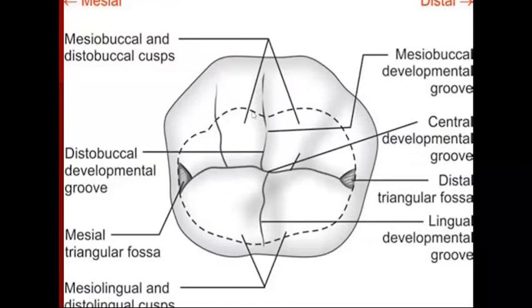This is the mesiobuccal and distobuccal cusps. This is a distobuccal developmental groove. This is a mesiobuccal developmental groove. This is a central groove. This is the lingual developmental groove. Mesiolingual and distolingual cusp, mesial triangular fossa. This is the distal triangular fossa and distobuccal developmental groove.